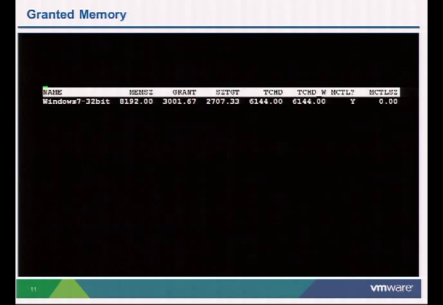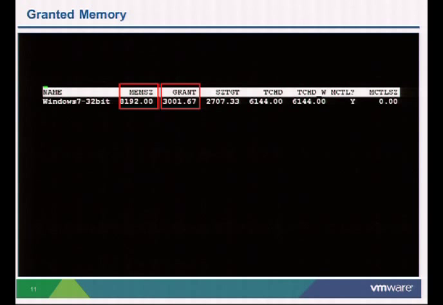So I have this Windows 7 32-bit VM. I just got it from one of my colleagues, who runs VDI testing, and I powered on the VM. I changed the memory size from 1 gig to 8 gigs and powered it on. So the memory size is 8 gig, right? But what happened is we were granting only 3 gigs of memory to that VM.